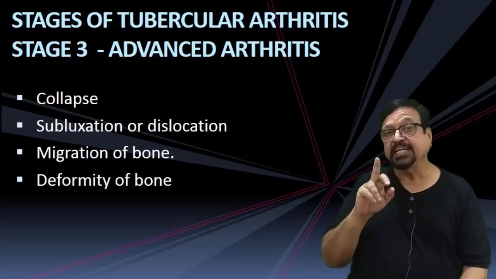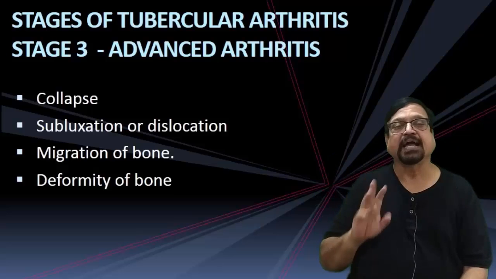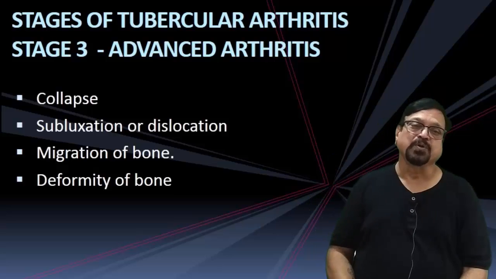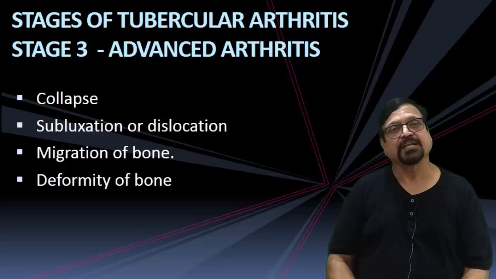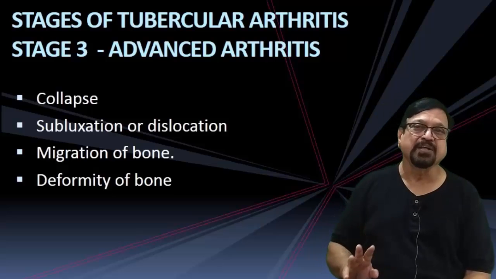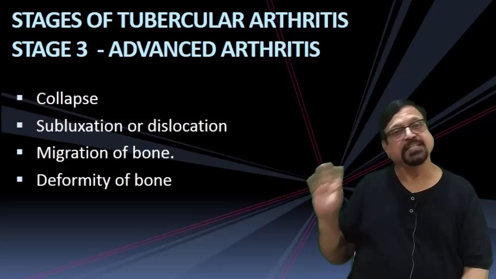Again we are going to see it in our film reading session. Then migration of bone and deformity of bone. Migration of bone is essentially a feature of the hip joint. We are seeing subluxation there, in the hip joint or in the knee joint, both it can come. And deformity of bone again is more common in the lower extremity.